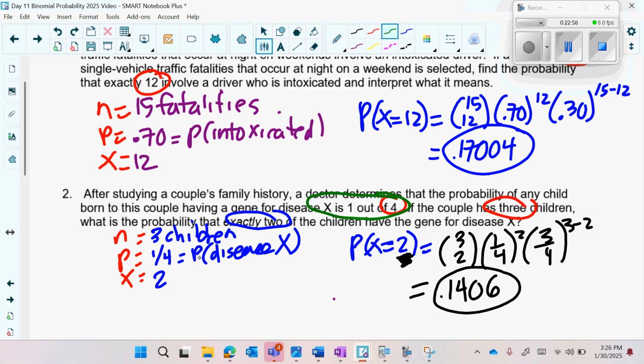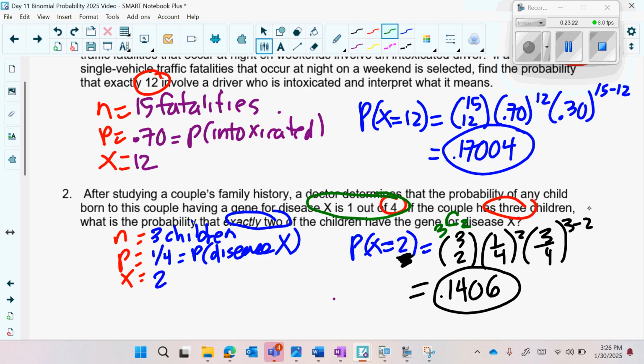So I set it up here and I have 3C2 or 3 combination 2. Please don't put a fraction bar here. This is technically not a fraction, 3 over 2. It's just 3 floating over a 2. And that's implied to be 3C2. 1/4 to the 2, 3/4 to the 1, okay? And I got 0.1406, so let's see if you got it right.